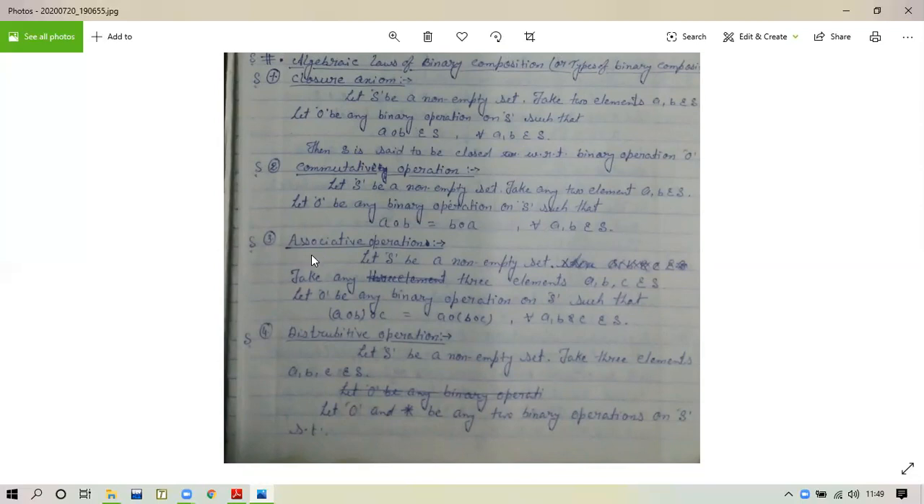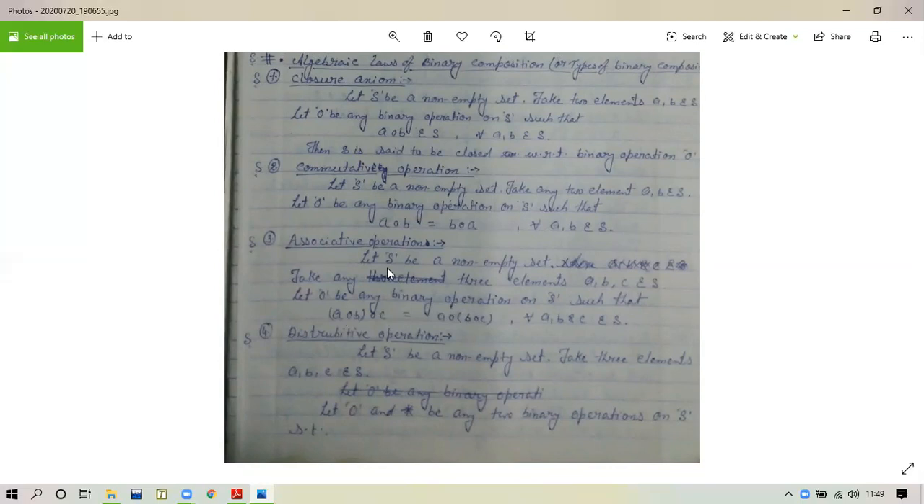Next one is the associativity. Simply, we say that A star B star C is equal to A star B star C. That means when we operate A and B and then C, and if we operate first B and C and then A, both are equal.